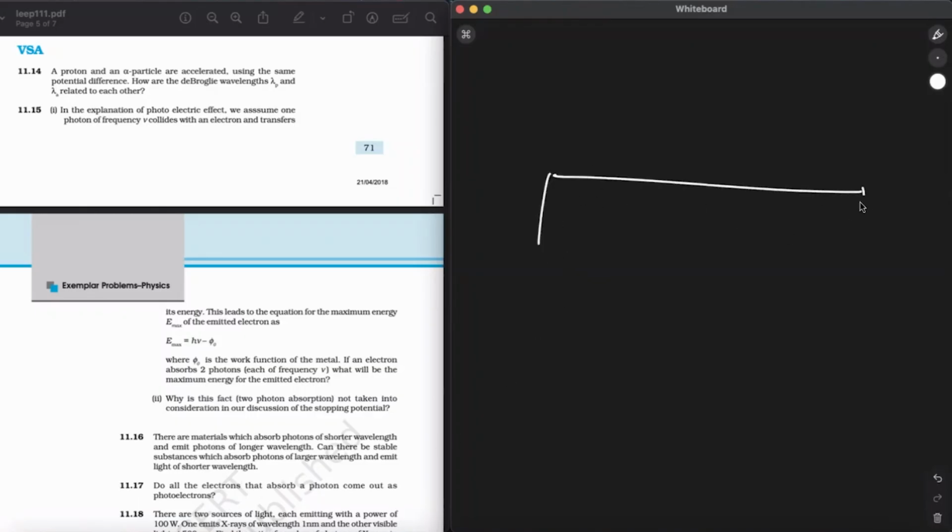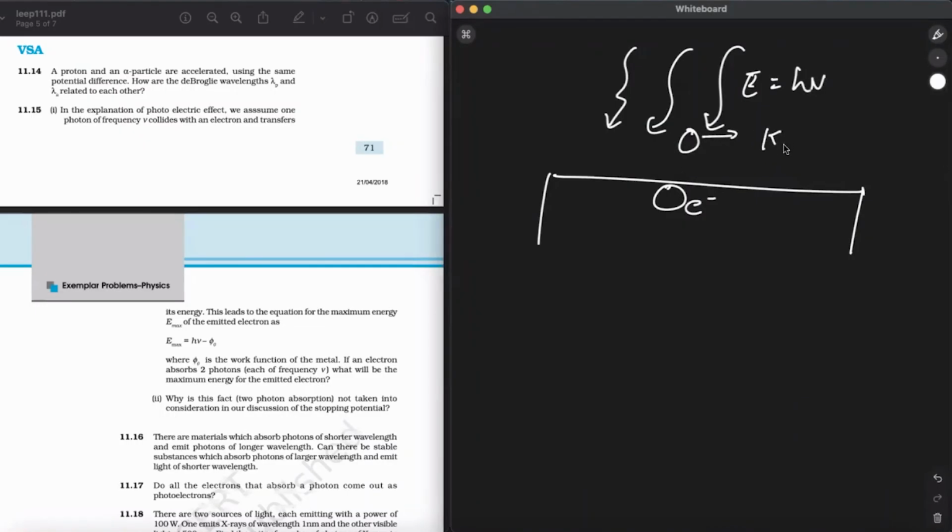See, this is the plate from where electrons are emitted. Let's say this is the electron, I've drawn an electron over there. Now you put some energy equal to h nu on it. When you do that, this electron can be emitted out and move. In that case, the kinetic energy it has is the maximum, and the value for it will be h nu minus the work function phi naught.